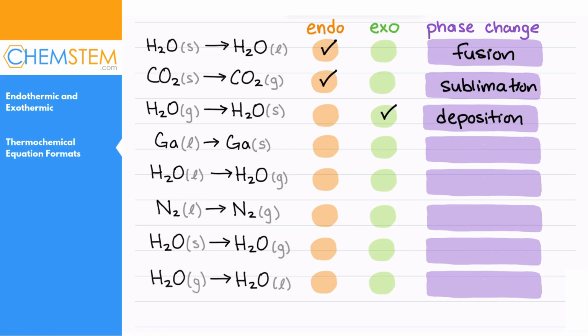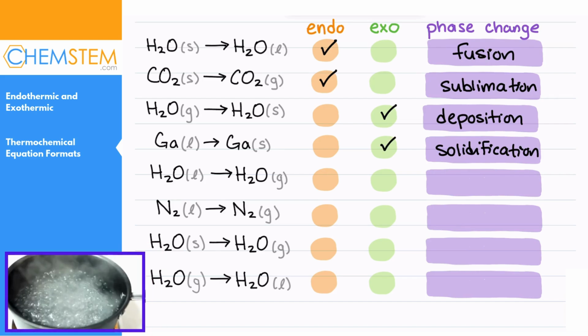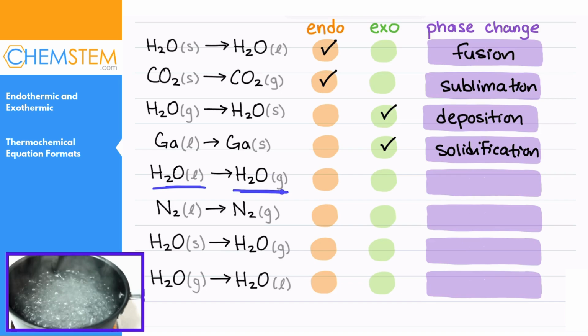Liquid gallium turning into solid gallium, so liquid turning into solid, we would just call that solidification, which is also known as just freezing. And in order for a liquid to turn into a solid, we have to remove energy. That's also exothermic.